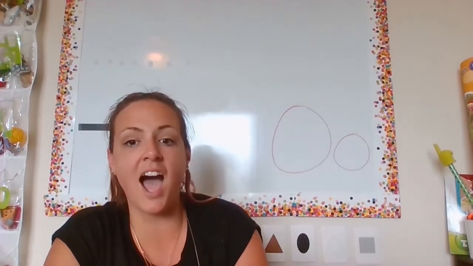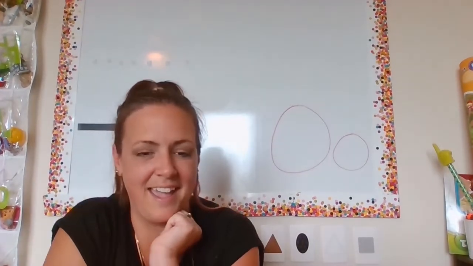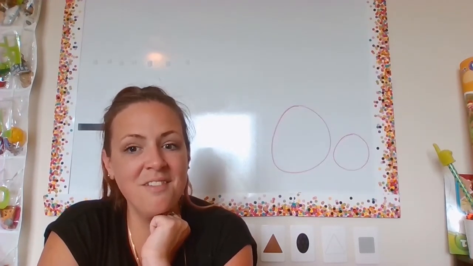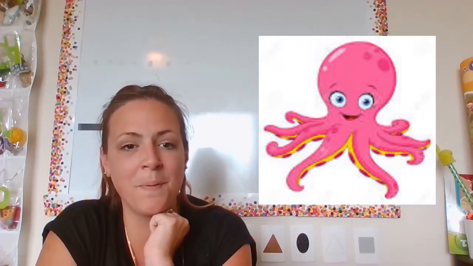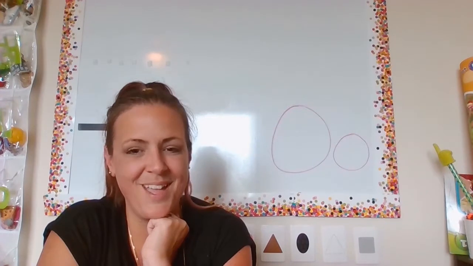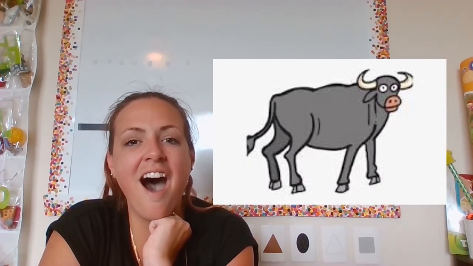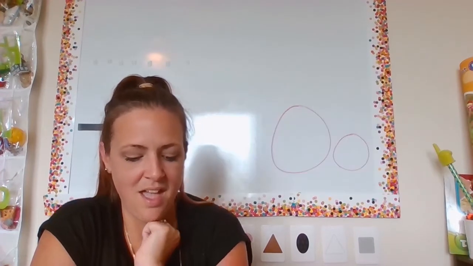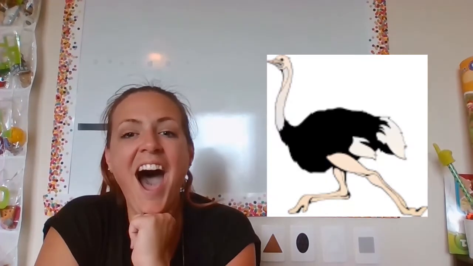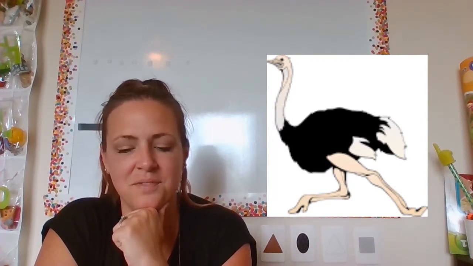So some things that I found that have the O sound at the beginning are an olive. Ah, ah, olive. Also an octopus. Ah, ah, octopus. Also an ox. Ah, ah, ox. Also an ostrich. Ah, ah, ostrich.